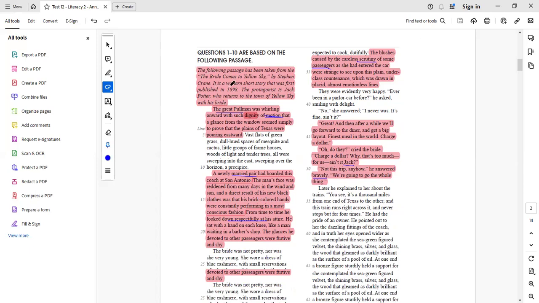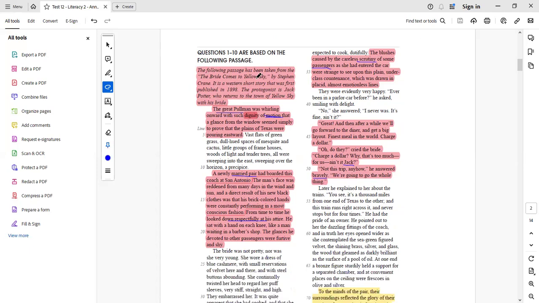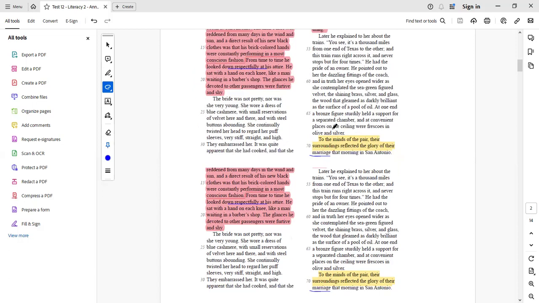The blurb is the most important thing. Here it says the following passage has been taken from The Bride Comes to Yellow Sky by Stephen Crane. It's a Western short story that was first published in 1898. The protagonist, the hero of the story, is Jack Porter, who returned to the town of Yellow Sky with his bride. Meaning he is a husband and wife. The main character is named Jack Porter. So Lama and Mahmoud have question number 1.